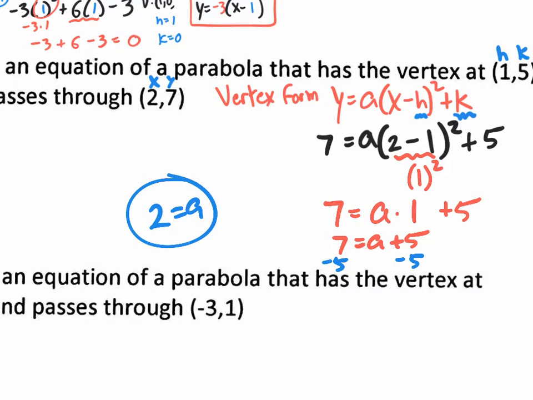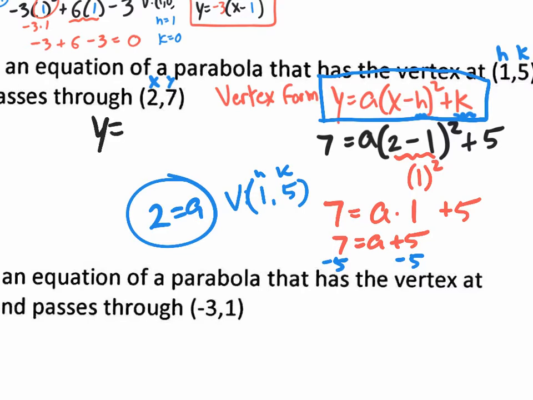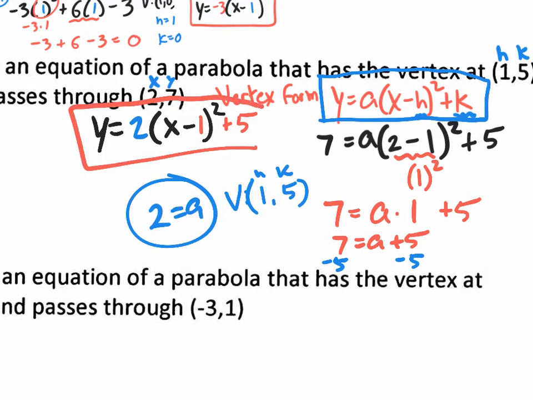So now that we know that the a value is 2, and we also know the vertex, which is the h and k values, 1, 5, we could plug it all into the vertex form equation with the a, the h, and the k. So our answer is going to be y equals a, which happens to be 2, open parentheses, x minus h, which happens to be 1, close parentheses, squared, plus k, which happens to be 5. Ladies and gentlemen, this is your answer right here. Vertex form of the parabola that has the vertex 1, 5, and actually passes through the point 2, 7.